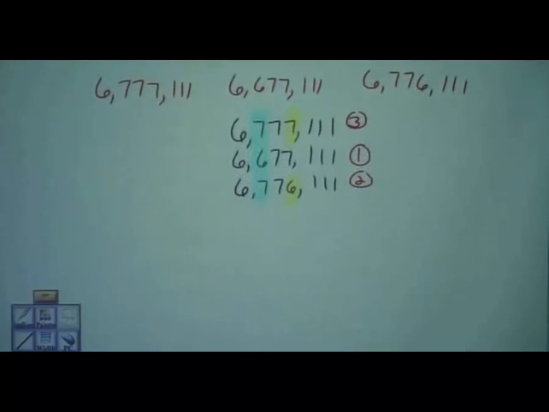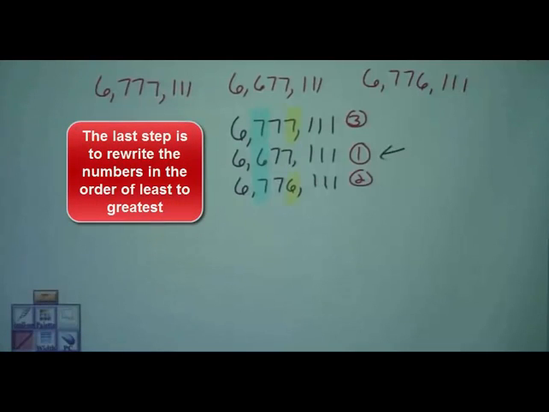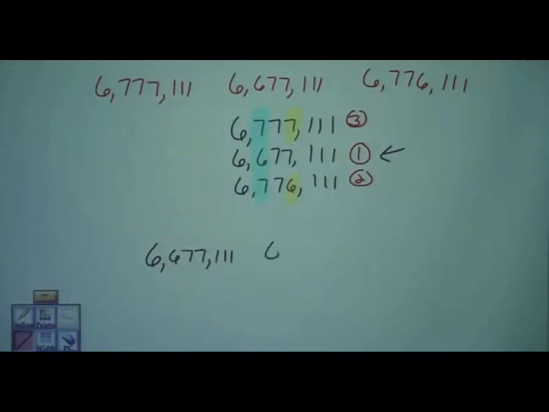Now the only thing we have left to do is write them in order, least to greatest. So take your first number and write it out. And take your second number. And now your third. And that is how you would compare and order whole numbers.